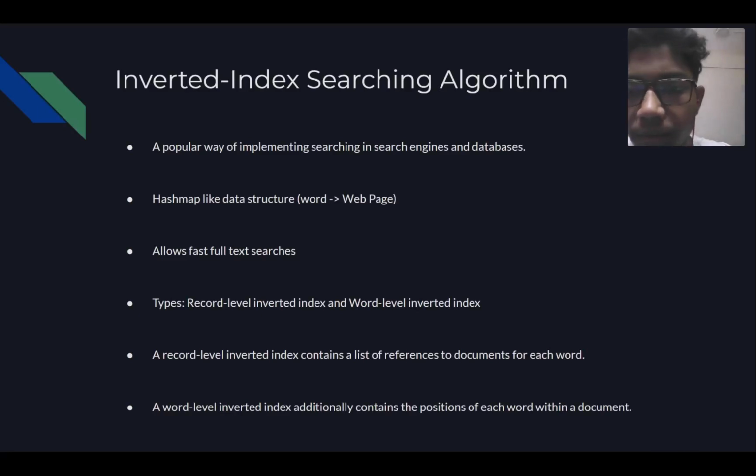So it works on the inverted index searching algorithm. It is a popular way of implementing searching in search engines and databases. Hashmap-like data structures are used. Word to web page allows fast full text searches. The types are record level inverted index and word level inverted index. A record level inverted index contains a list of references to documents for each word. A word-level inverted index additionally contains the positions of each word within a document.